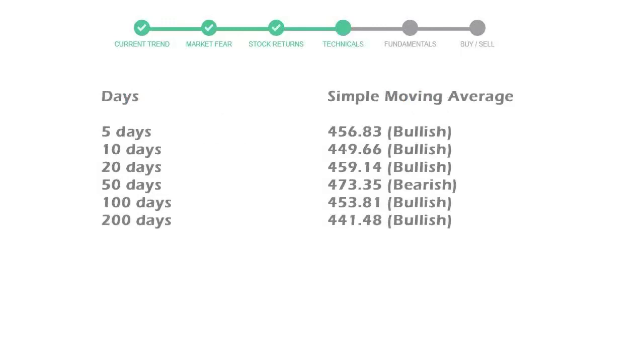Moving average indicates what could be the next footprint of the stock price in the near future. The 5-day average is 456 with a bullish indication. The 10-day is 449 with a bullish indication. The 20-day average is 459, which is a bullish signal.